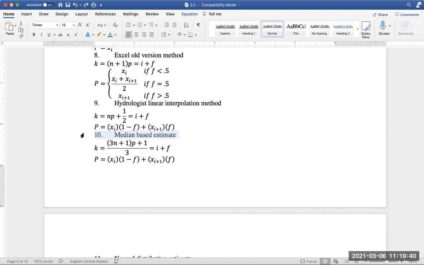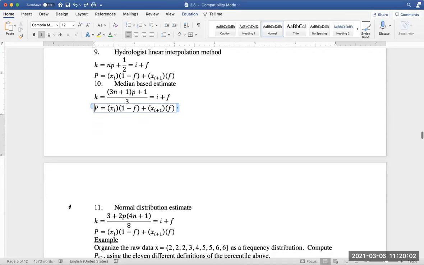The median-based method. K is equal to 3n plus 1 times p plus 1, all divided by 3. But again, it's the same interpolation formula for almost all of them. It's x of I times 1 minus f plus x of I plus 1 times f. And the normal distribution estimate. Let k equal 3 plus 2p times 4n plus 1, all divided by 8. Then again, the same interpolation method. X of I times 1 minus f plus x of I plus 1 times f.